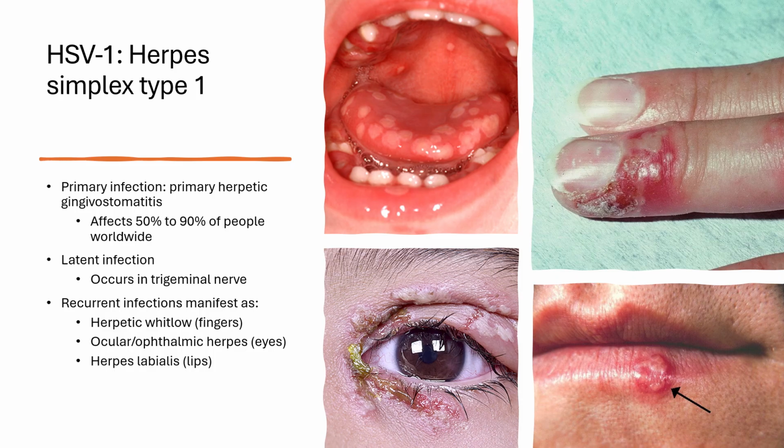Herpetic whitlow, if you look at the upper right picture, is where this finger has been in contact with a herpetic lesion, and now it's infected the finger. You have ocular, which is herpes within the eye, and then the one that we are probably all most familiar with is herpetic labialis, which is the lower right, and that's what we normally are aware of.